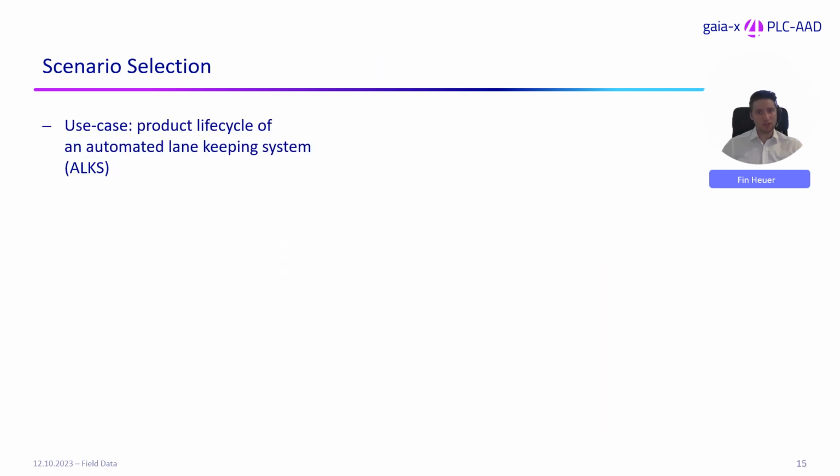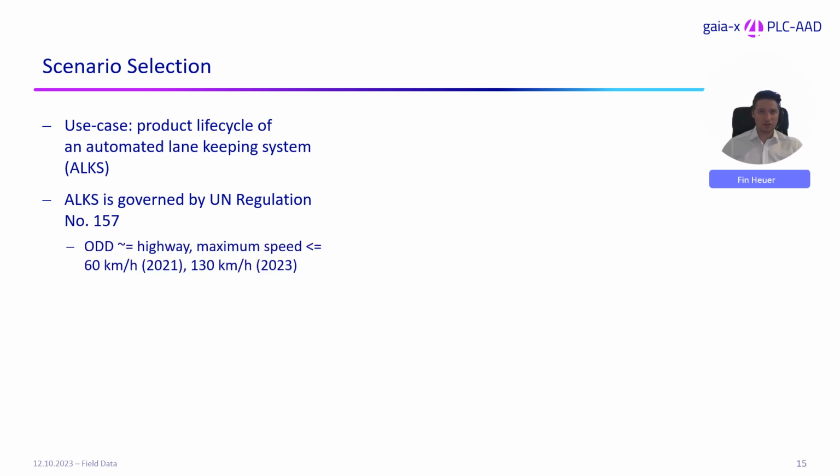So our project is about the product lifecycle of an automated lane keeping system, which is an autonomous driving function defined and governed by the UN Regulation 157. This regulation specifies requirements and also information about test strategies for this automated lane keeping system. To get a brief understanding of this automated driving function, the operational design domain, so the conditions in which this system is intended to be used, is the highway.